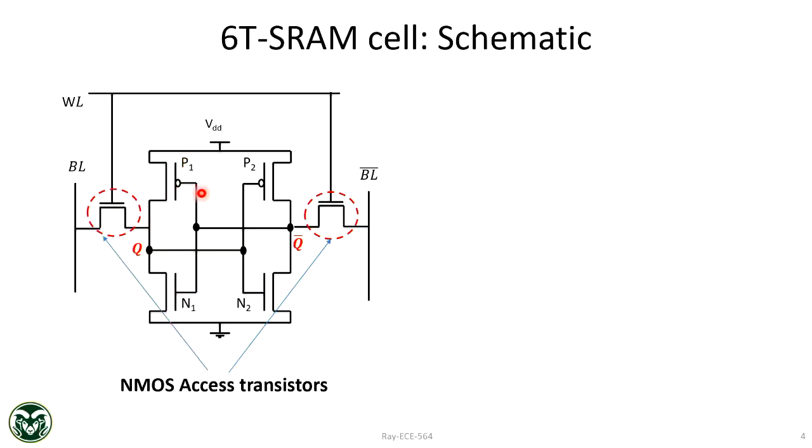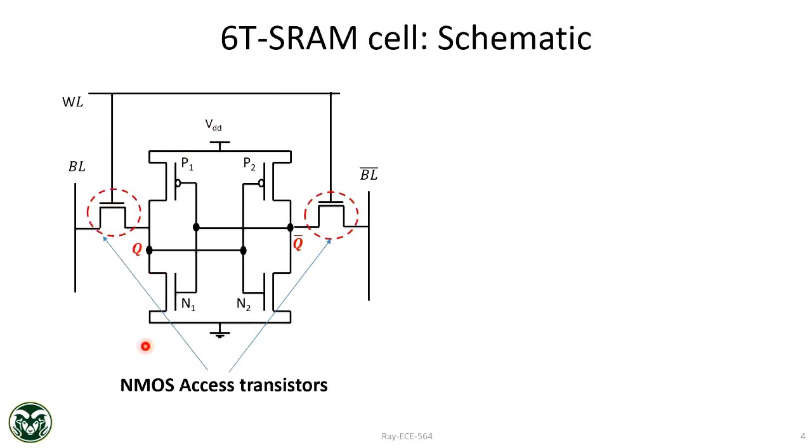So that's why it's called static RAM. It has high stability. No matter what, it doesn't lose data as long as there is some voltage. You don't need to refresh it. It's static. Makes sense to all of you? Static means you don't need to refresh.